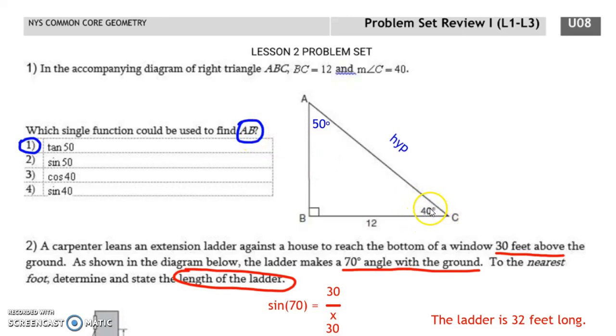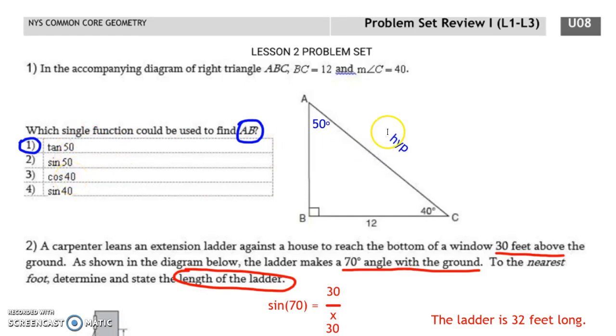I know that this angle is 40 and this angle is 90, which means by the triangle sum theorem, this angle is 50 degrees, which means that its opposite is 12 and its adjacent is AB, the very thing we're supposed to be finding. So tangent of 50 is equal to 12 divided by AB, which means I can use tangent of 50 to find AB. I can't use sine or cosine.